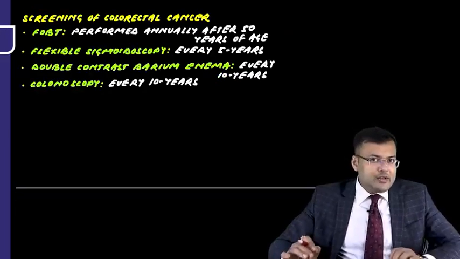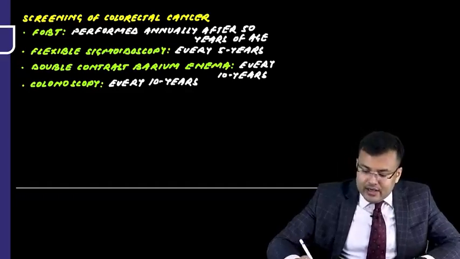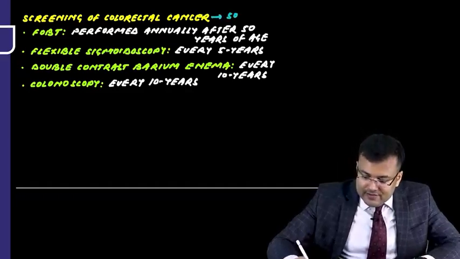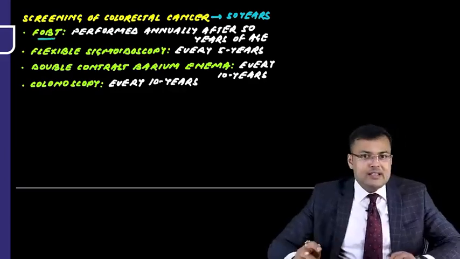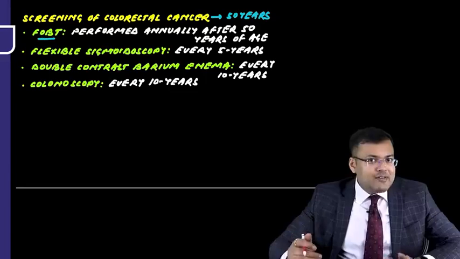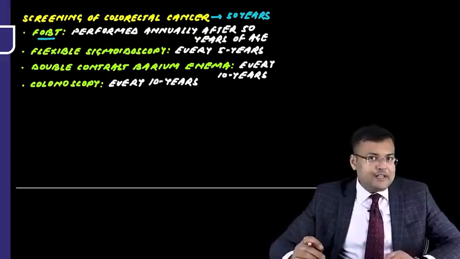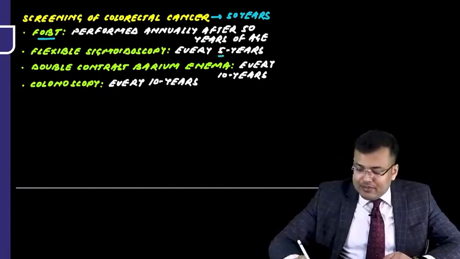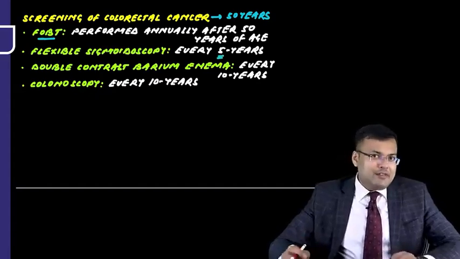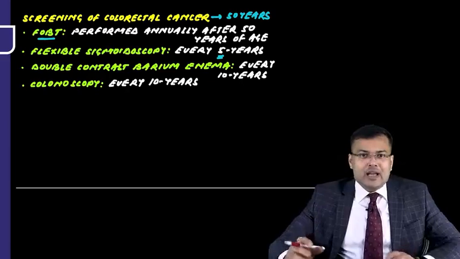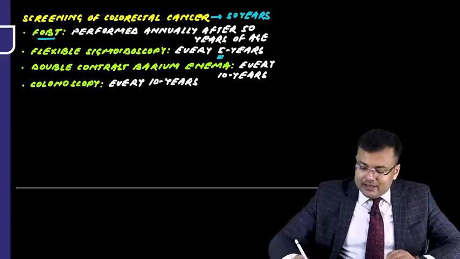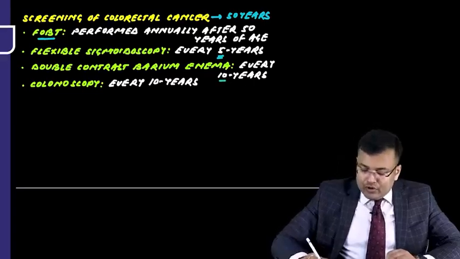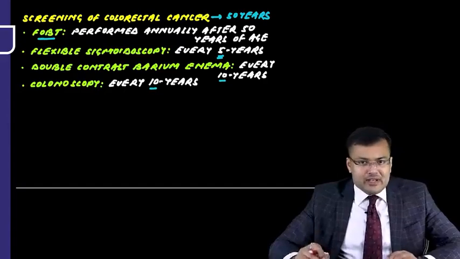At what age screening should be done for colorectal cancer? The screening for colorectal cancer should be started at 50 years of age. We can go for fecal occult blood testing, performed annually after 50 years of age. We can go for flexible sigmoidoscopy, which should be performed every 5 years. Another option is double contrast barium enema, which should be done every 10 years, and we can also go for colonoscopy, and again this colonoscopy should be done every 10 years.